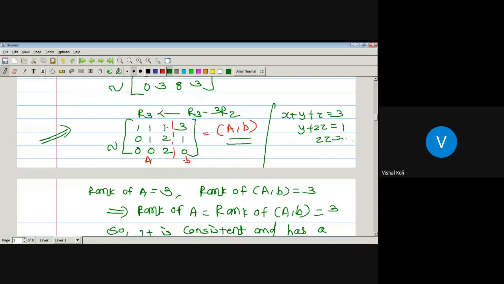2z equal to 0. It means z is equal to 0. As z is equal to 0, then y equals 1. As y equals 1 and z equals 0, then x is equal to 2. And if now we put the values here, x equal to 2, y equal to 1, and z equal to 0.